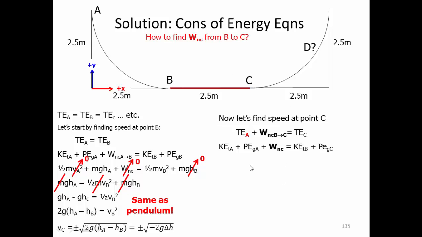And the question is, how do we find that work non-conservative from going from B to C? Well, to find that work non-conservative, anytime you work non-conservative, because it deals with the force that's non-conservative, draw a free body diagram to see what those forces are. We have force due to gravity. That's where I like to start, as you know. We have a normal force. It's counteracting it.